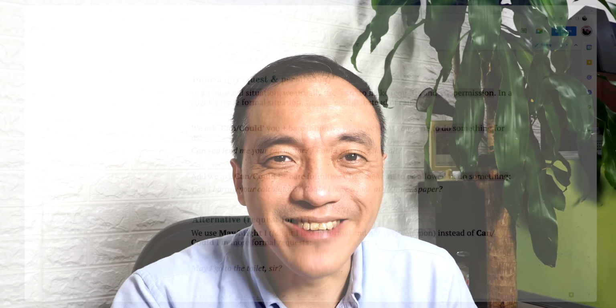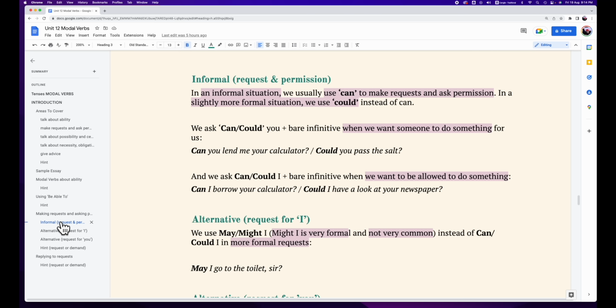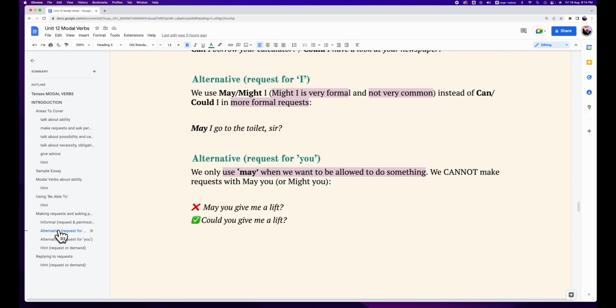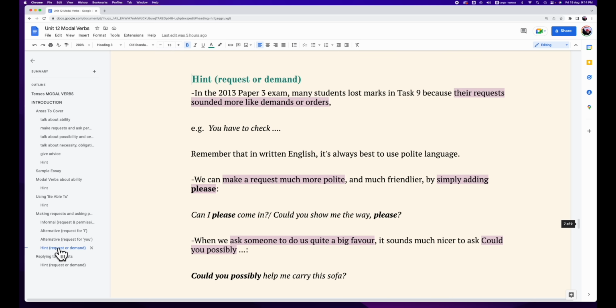This time, we will talk about 3 different usages of modal verbs. 1. Modal verbs about request and permission, a request for I and a request for you, and also some other hints. Let's take a look. What are they? Making requests, asking permissions. What is the informal way of a request and a permission? And then a request for I and a request for you. And there's some other hints.